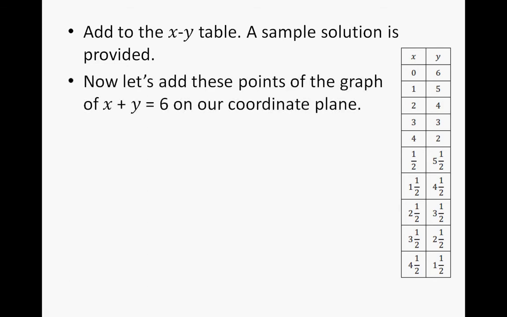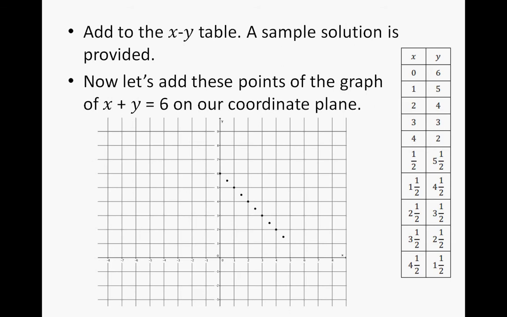We're going to add to our xy table, and a sample solution is provided. So picking some other points, such as 1/2, 1.5, 2.5, 3.5, and 4.5, will provide these other solutions for y: 5.5, 4.5, 3.5, 2.5, and 1.5. So now we're going to add these points of the graph of x + y = 6 to our coordinate plane. Well, they still look like they fall in line.